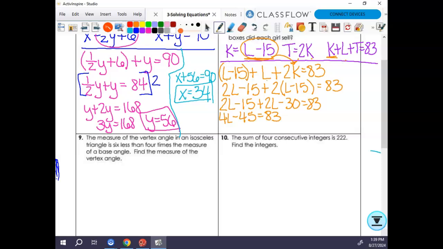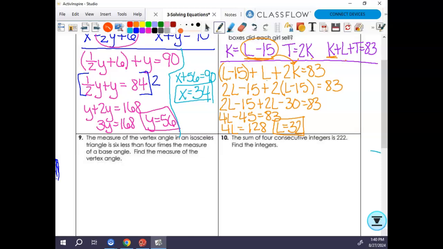Ask me a question if I lost you somewhere, because I did combine a couple steps, but I don't ever want to lose you when I do that. Okay. So now I'm going to add 45 to both sides, so I get 4L equals, what is it, 128? And L is equal to, if I'm going to divide by 4, I'm going to divide it in half. That gives me 64. I divide it in half again, I get 32. When the numbers get big like that, you can use a little calculator. That's L equals 32.